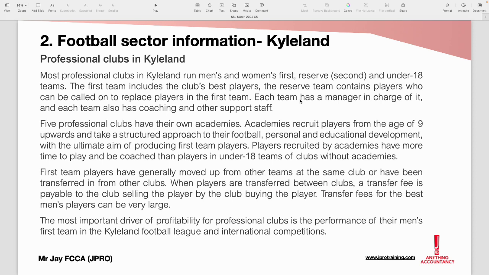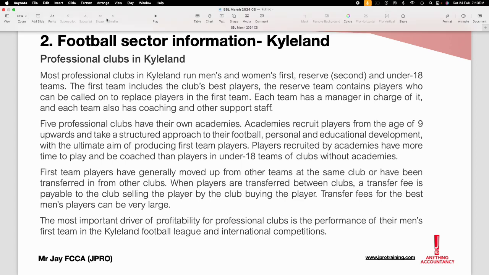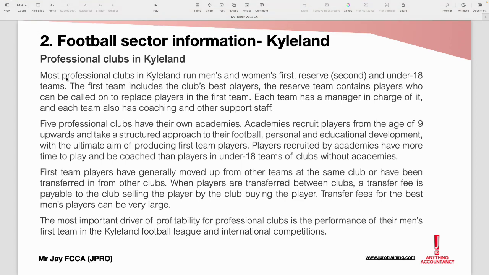Now, the sector itself. Let's look at the sector itself. Most professional clubs in the UK run men's and women's first, reserve second, and under 18 teams. There are basically 4 teams here. The first team includes the club's best players. The reserve team contains players who can be called upon to replace players in the first team. That's your backup. Each team has a manager in charge of it, and each team also has coaching and other support staff.